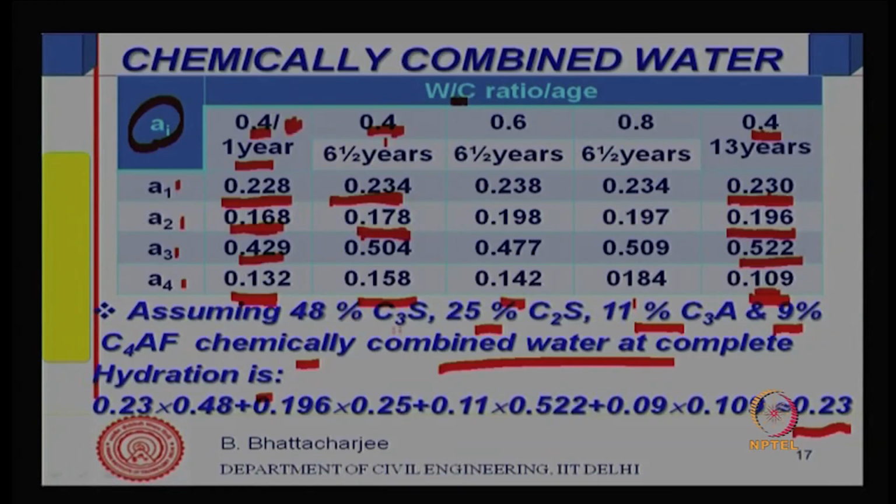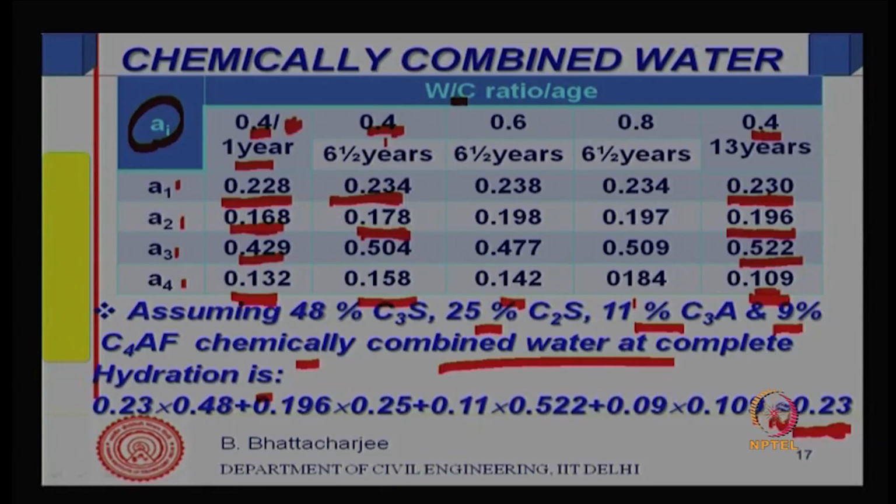So, with 48% C3S, 25% C2S, 11% C3A and 9% C4AF, 1 gram of cement containing this quantity will have 0.48 grams of C3S, 0.25 grams of C2S, etc. So, 1 gram of cement will react approximately with 0.23 grams of water. If this proportion changes slightly, this might change a little bit, which is why I have written approximately.